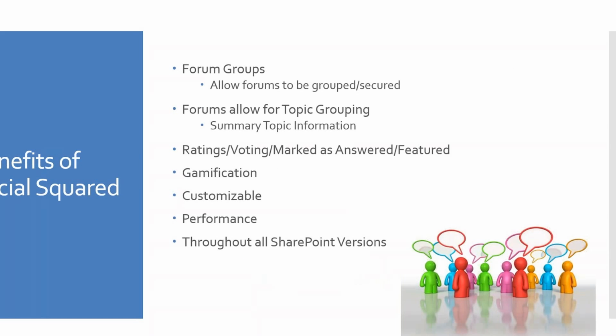Okay, so lots of benefits for using Social Squared. We have the ability to organize the topics into forum groups and forums. Each of the forum groups can be secured. You can specify who the administrators of those forum groups are. You can specify who the moderators are, and also block people from reading content inside a particular forum group if you want to. So the fact that they are grouped means that we can display relevant groups into the most relevant team sites, and the topics also allow us to display a better way of organizing the content so that users can find it more easily.